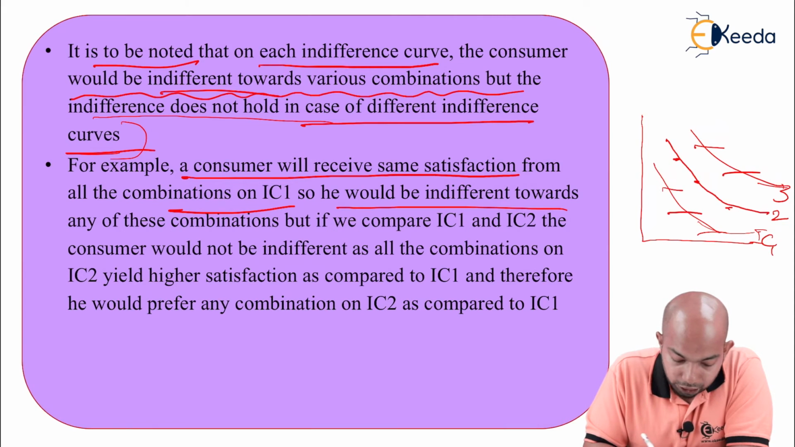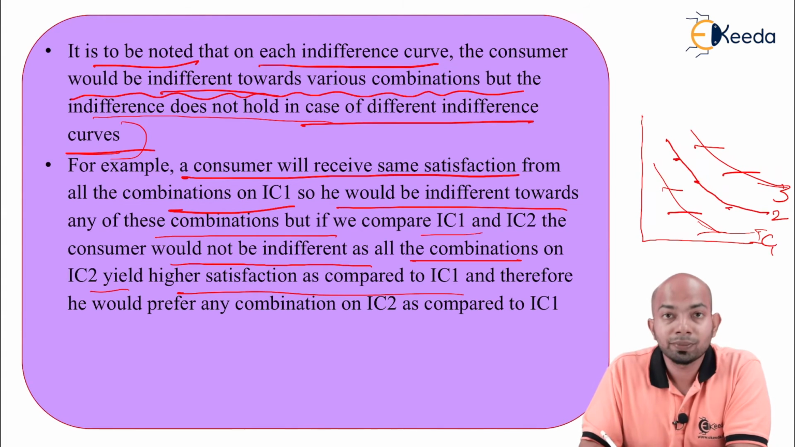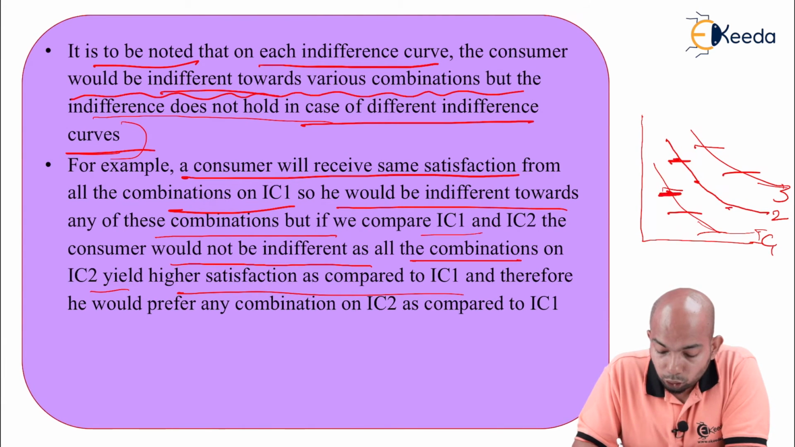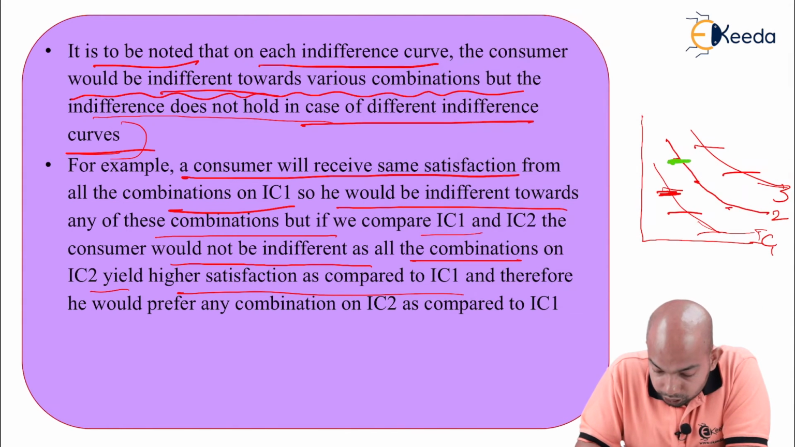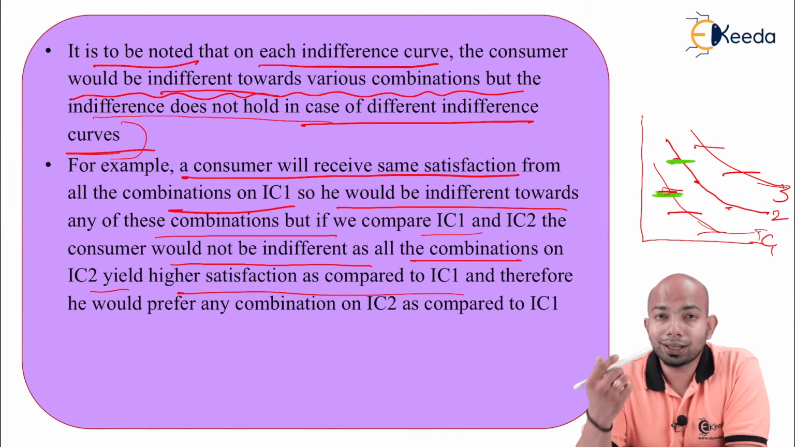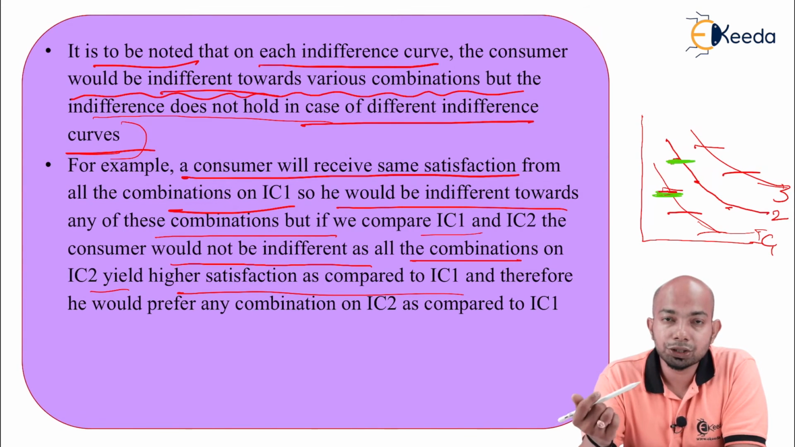So he would be indifferent towards any of these combinations. But if we compare IC1 and IC2, the consumer would not be indifferent, as the combinations on IC2 yield higher satisfaction. This satisfaction cannot be compared with that satisfaction. Let me point out with different colors here. This kind of satisfaction will not be equal to this kind of satisfaction. That means the satisfaction you derive on IC2 will not be equal or similar to IC1, because IC2 has a higher level of satisfaction.